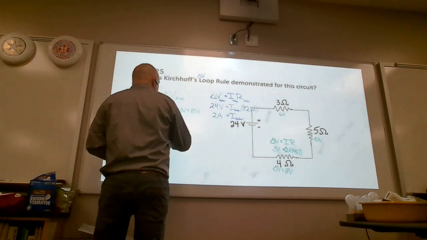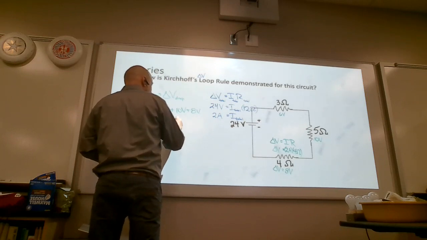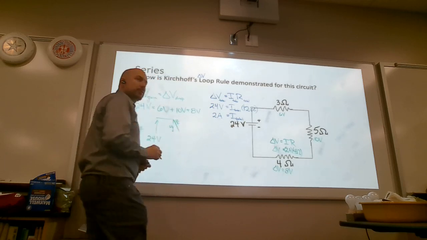Okay. But then you hit the resistor and it's like a slide. 6 volts. That's your chute. And you drop 6 volts.